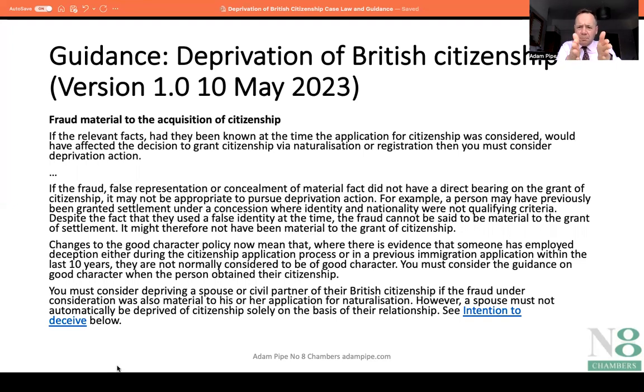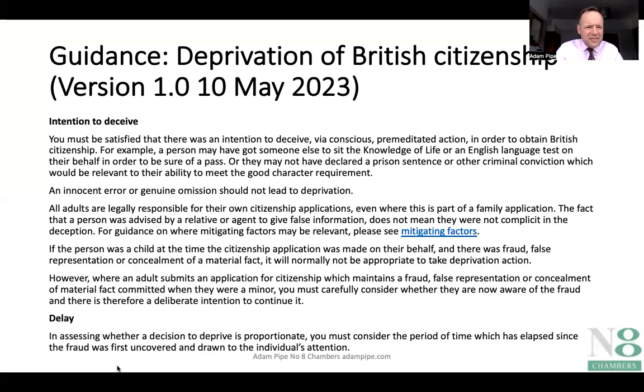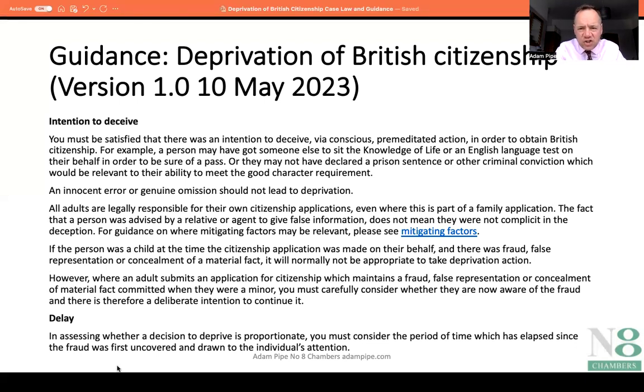There's also guidance on when partners should be deprived. I've certainly had cases where the principal has been deprived and then later on they've taken action against a partner, but that mustn't be automatic, the guidance says, and they must look at the partner separately. There's guidance there on what an intention to deceive is, and there must be conscious, premeditated action in order to obtain British citizenship. Examples are given, such as asking somebody else to take an English language test. An innocent error or genuine omission should not lead to deprivation. Again, something that should be set out in your representations.